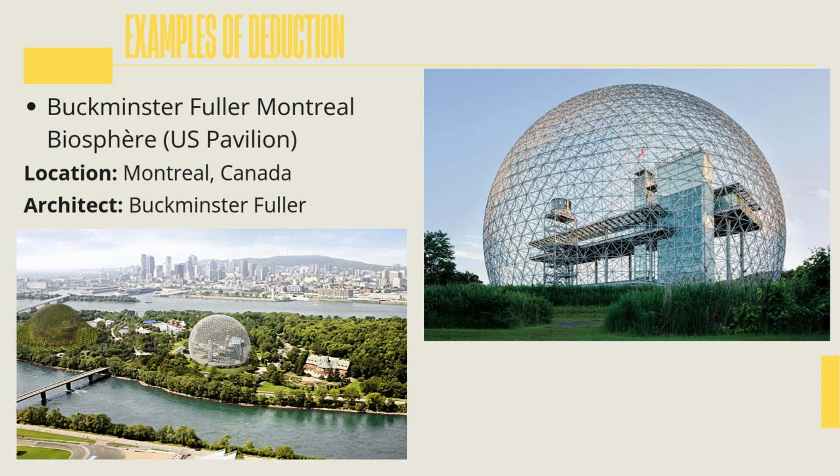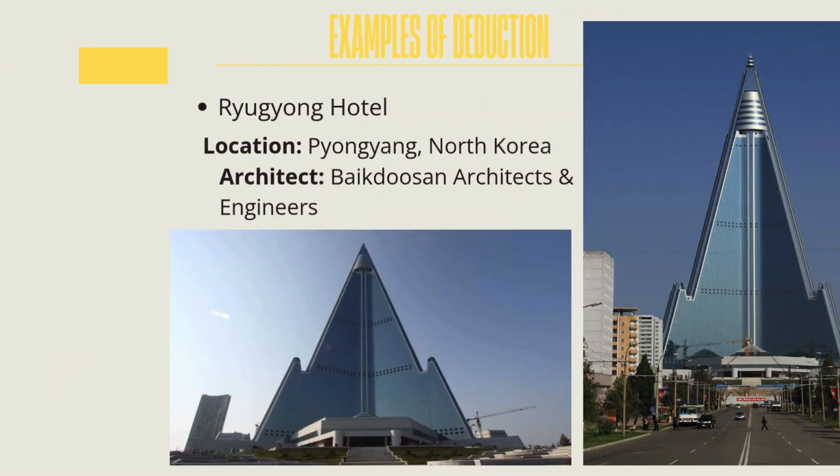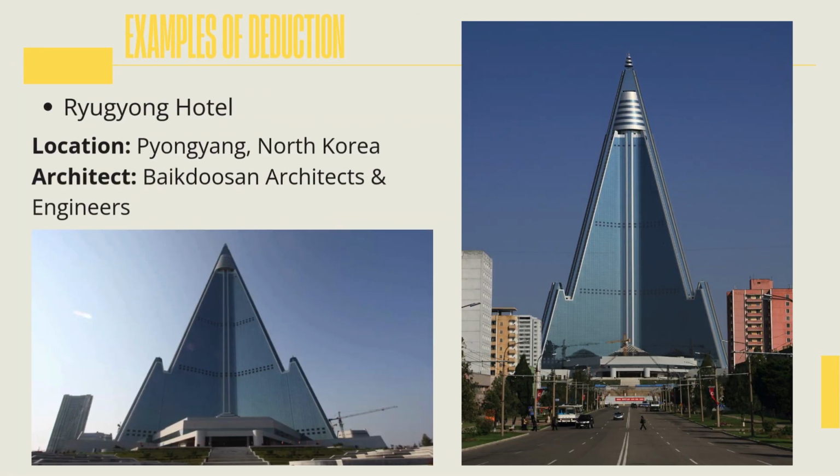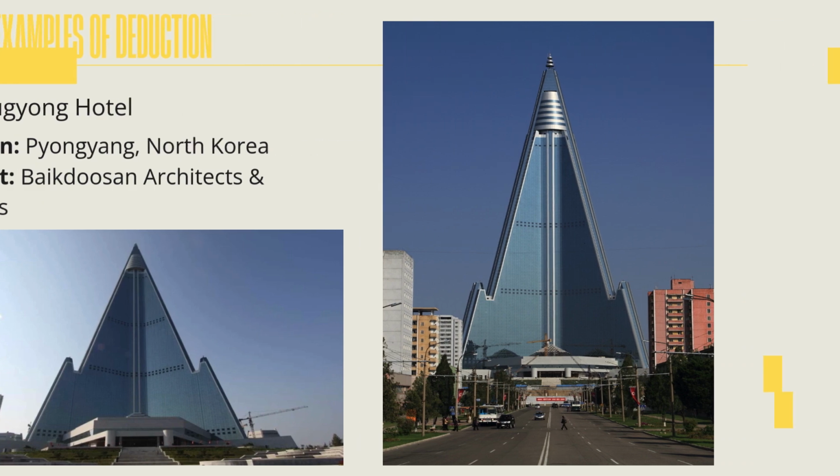Some of the existing examples we can list for deduction in architecture are the Buckminster Fuller Montreal Biosphere, U.S. Pavilion, located in Montreal, Canada, by the architect Buckminster Fuller. The Ryugyong Hotel, located in Pyongyang, North Korea, by Baekdusan Architects and Engineers.